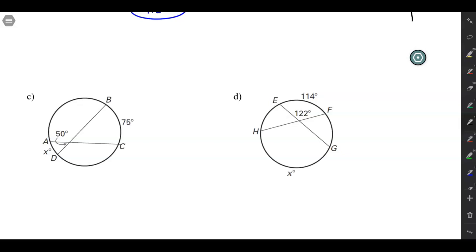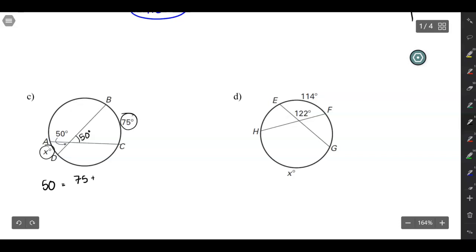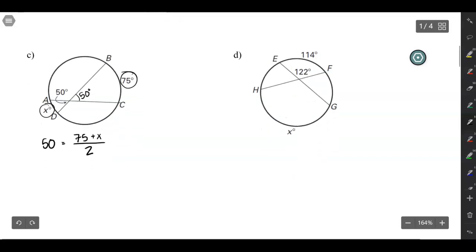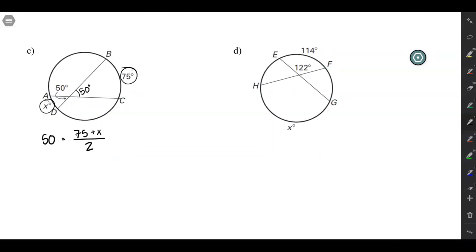So in example C, I have a 50-degree angle right here in the inside of my circle, which means that this angle across from it is also 50 degrees. So we know that those two 50-degree angles are equal to each other. We also know that they're equal to the average of these two arcs, so the average of 75 and x. So I'm going to set up an equation because I know 50 has to be equal to the average of 75 and x. So to find the average of 75 and x, I would add them together and then divide by 2. Then I just need to solve this equation.